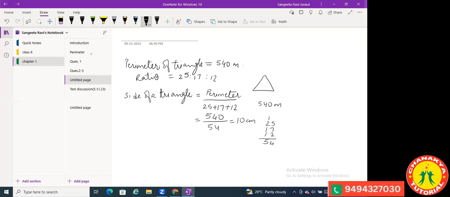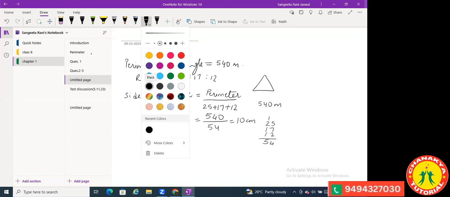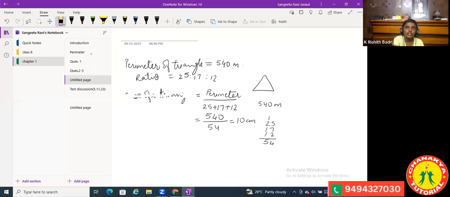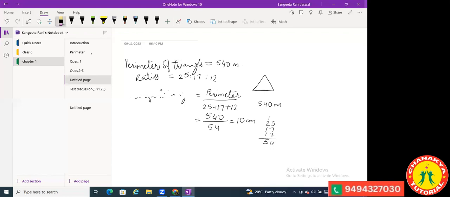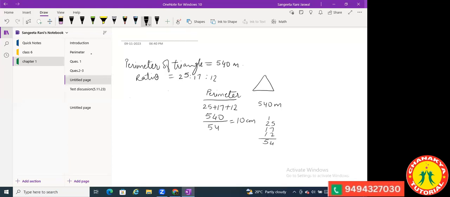So this is actually not side of a square. You can write it as side of a square will be different. Ma'am, but they asked to write the side of a square. Now I'll show you what it is. Don't write it as side of a square. So when we do this, perimeter upon the sum of the ratios, we got 10 centimeters.